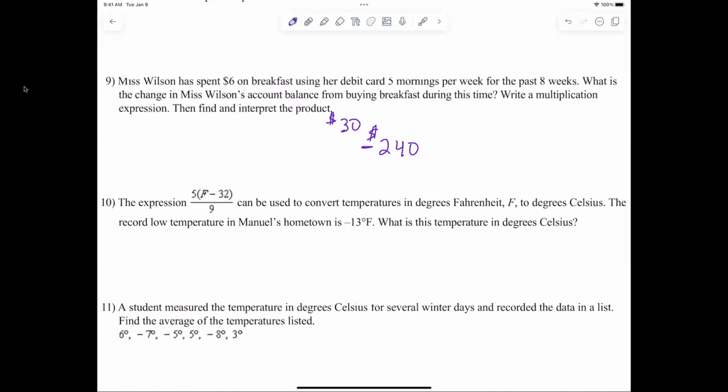All right. So the correct answer, again, it doesn't matter the order in which you multiply, but what matters is you're down $240 in your bank account. Is everybody good with that?